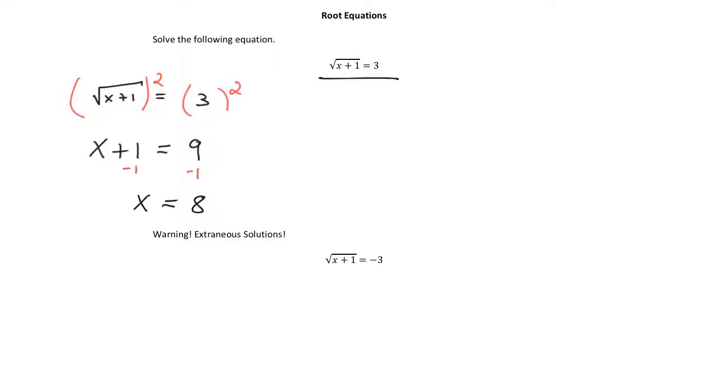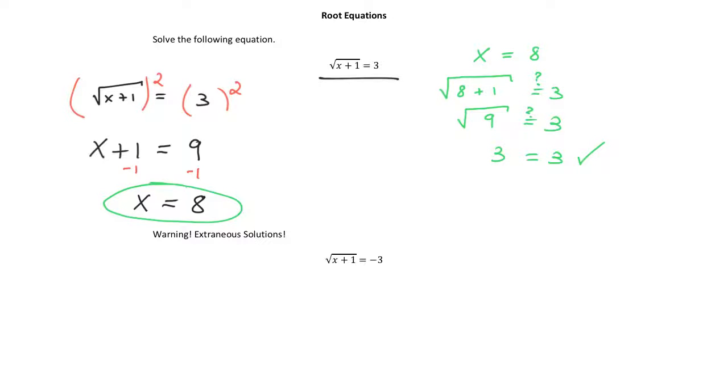I want to check to make sure that this is true. So I want to check to see if x equals 8 is actually a solution. If I put it into the equation, in place of x, we get the square root of 8 plus 1 is equal to 3. Is that true? Well, 8 plus 1 is 9, and then the square root of 9 is equal to 3. 3 equals 3 is definitely a true statement. And so, yes, x equals 8 is a solution to the original equation.